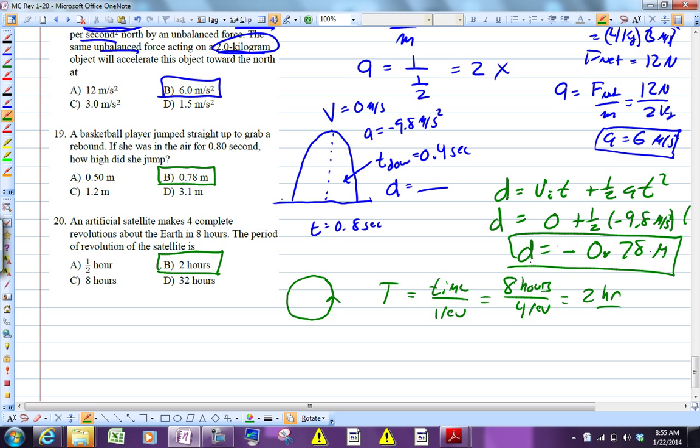So that's question 1 to 20. A little long-winded, but that's why I have a fast forward button.